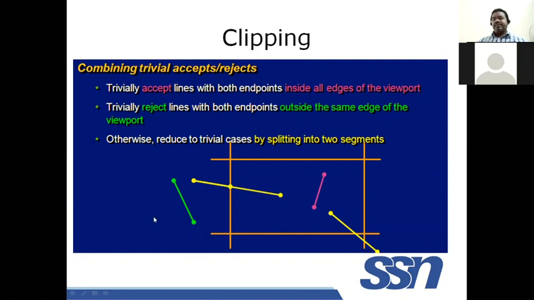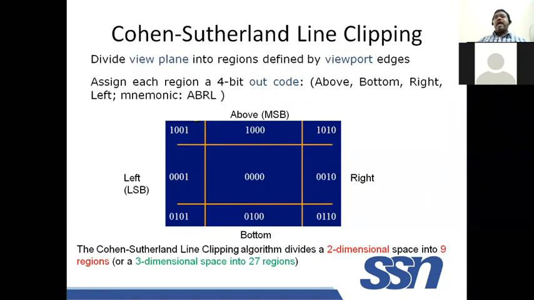Very simple. Okay. Now, the computer coding requires this algorithm, the Cohen-Sutherland line clipping algorithm. The algorithm states that you have to divide the 2D space into 9 quadrants, 9 divisions. How to divide? Assign each region a 4-bit outcode. 4-bit code you have to do. So ABRL is the mnemonic. A is above, B is below the viewport, R is right side of the viewport, L is left side of the viewport. Okay. Now this is the center point within the viewport.